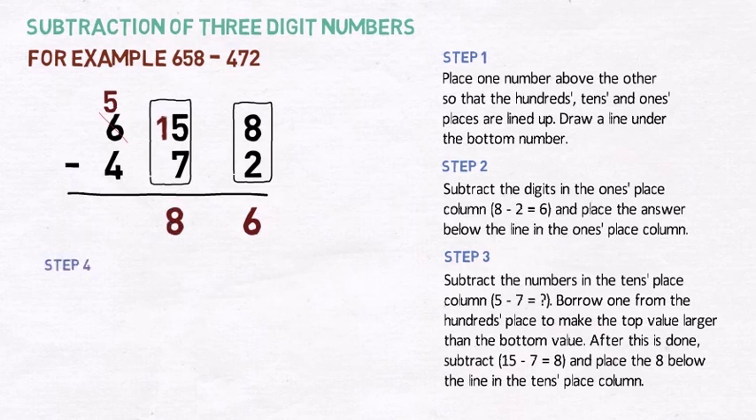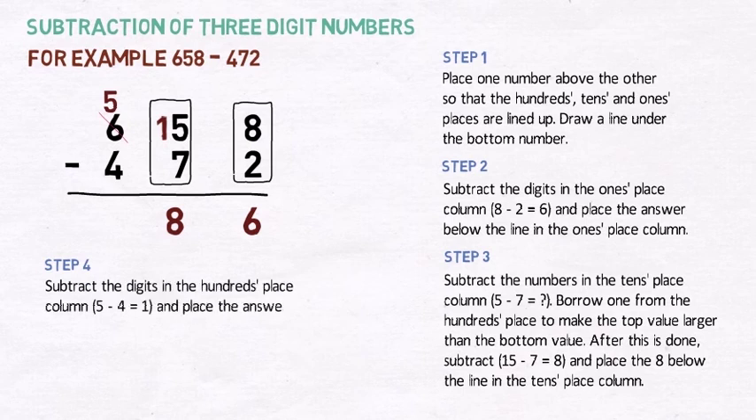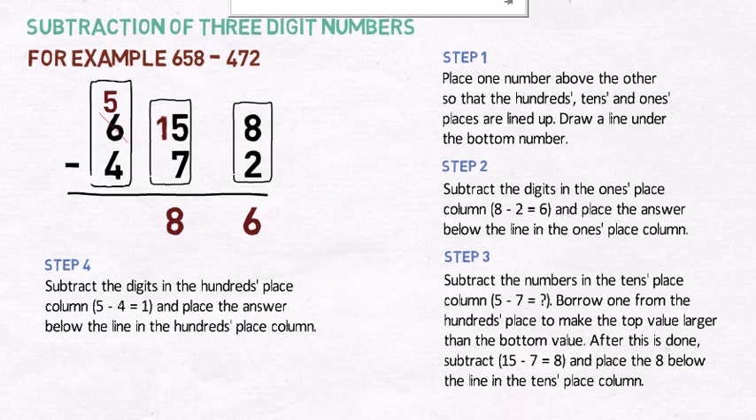Step 4. Subtract the digits in the hundreds place column. 5 minus 4 equals 1, and place the answer below the line in the hundreds place column. Subtraction of four-digit numbers. Example, 6583 minus 4729. Step 1.